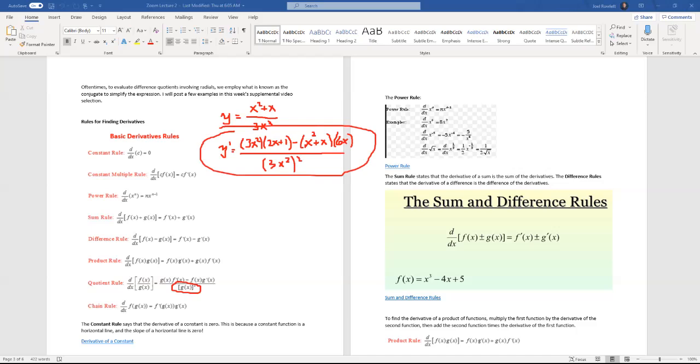And let me change colors here and we'll go over it again very quickly. The quotient rule says that in this case, we have to take our bottom function times the derivative of the top function minus the top function times the derivative of the bottom function. And then we always divide by the bottom function to the power of 2.